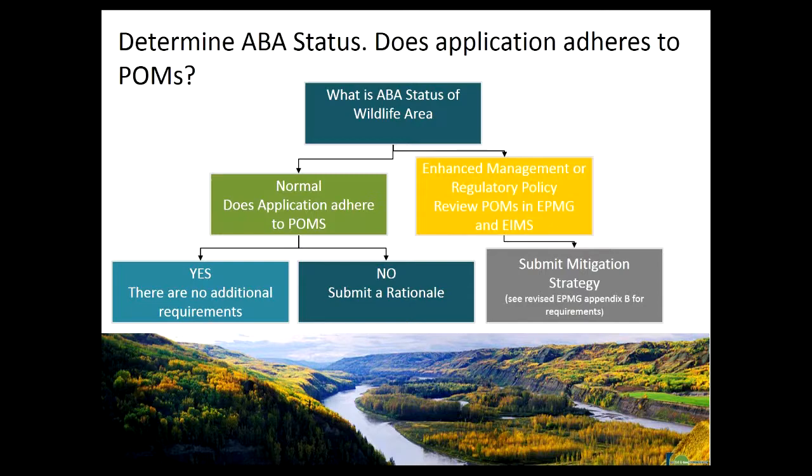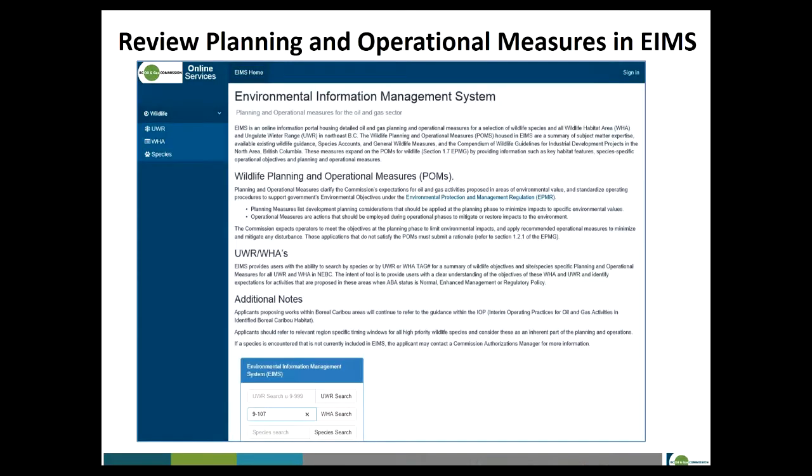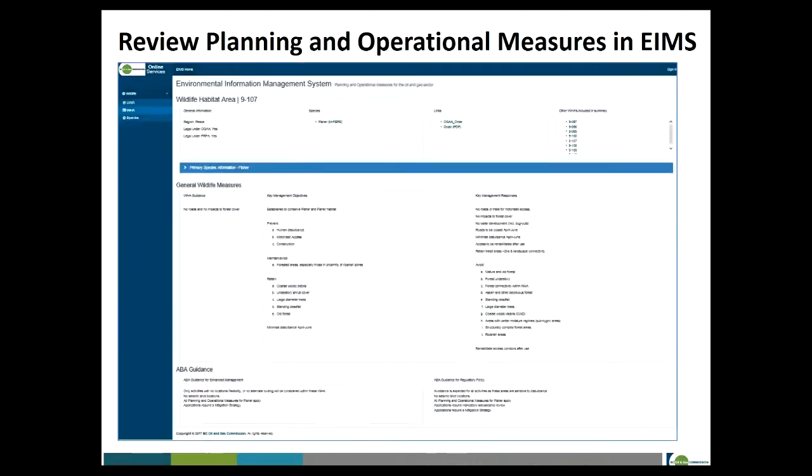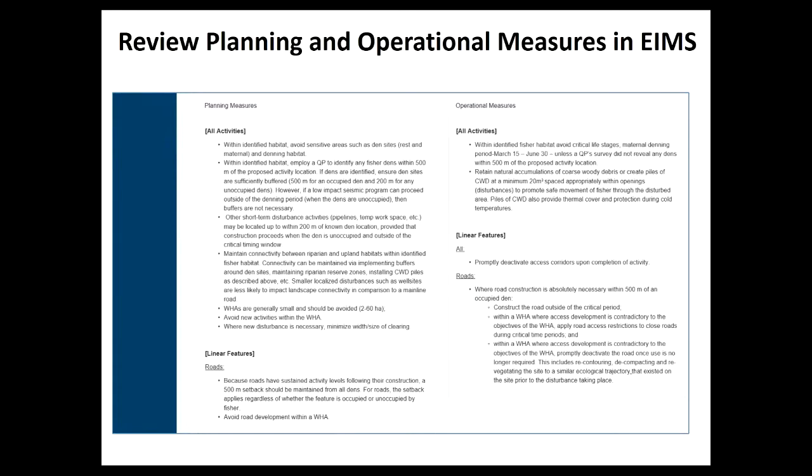at the EPMG general wildlife measures, and then we would go into EIMS and pull up 9 of 107, which is our Fisher WHA. From here, we can see what the key management objectives and management responses are for this Fisher WHA. We can also see some higher level ABA guidance. Next, we'll toggle over to the species information, and we can discover for Fisher the specific planning and operational measures that need to be met.